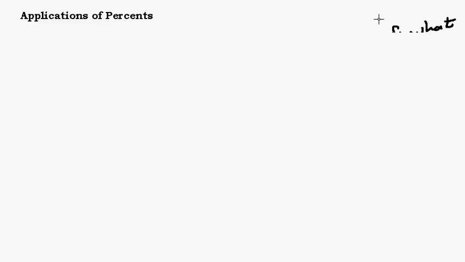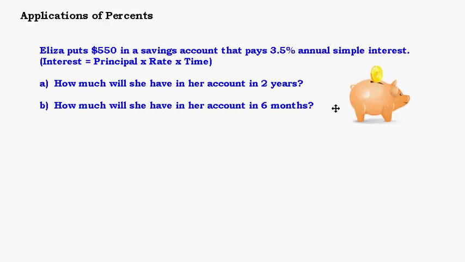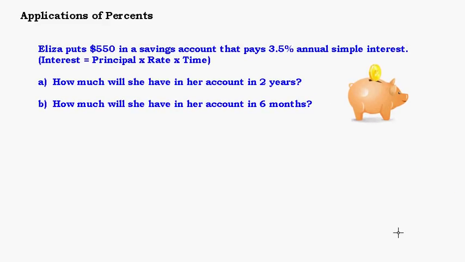Got a couple more examples here. This one uses a common formula. Eliza puts $550 in a savings account that pays 3.5% annual simple interest. And here's the formula you need. Interest equals principal times rate times time. The principal is how much they invest. So in that case, that's the $550.